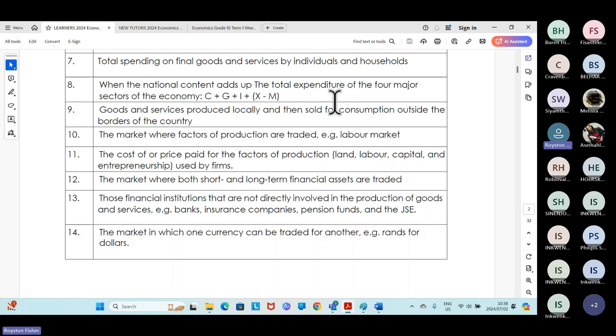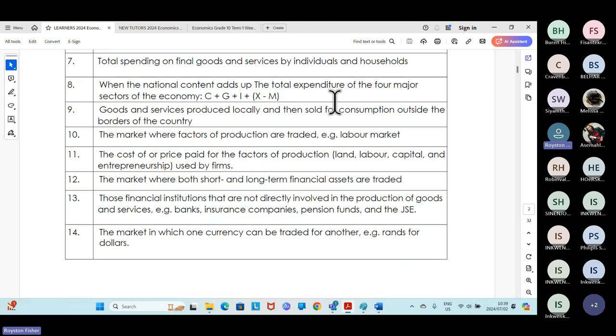Then number ten, the market where factors of production are traded, for example, the labor market. On our circular flow model, we have two markets. We've got the goods and services market, and we've got the factor market. Goods and services is where you'll get your final goods and services that are ready for consumption. And your factor market is, of course, where you get your various factors of production to use to produce those goods and services that you later on will make available to the goods and services market.